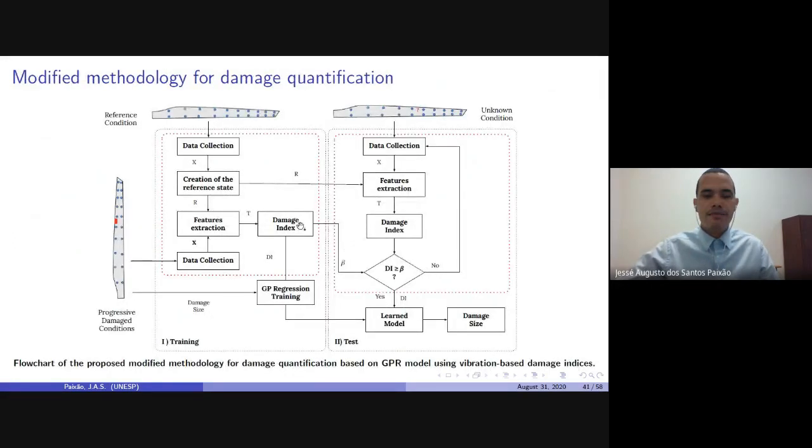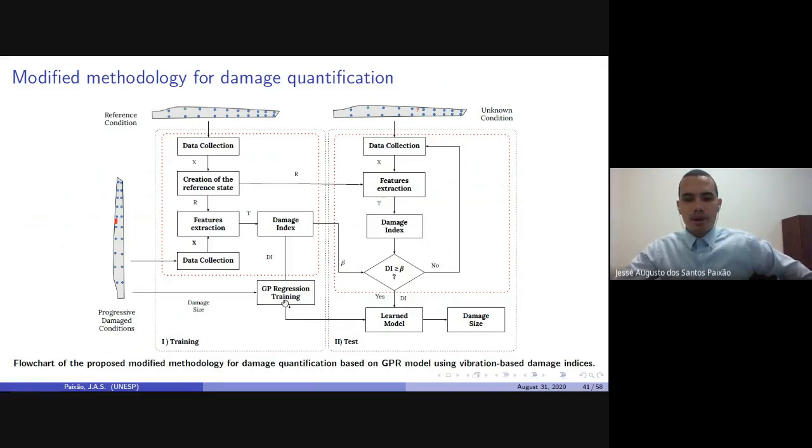Then in this flowchart, we have the modified version of the methodology, which is highlighted by the red lines. This region highlighted here is the methodology proposed by Professor David Garcia, and here is the modification proposed by us. In the training step, we have to collect the data from the wind turbine blade in the reference condition and also for progressive damage conditions. Then we implement the methodology proposed by Professor David Garcia in order to extract the damage index and to compute the global damage index. And we use this to train our Gaussian process regression model using this global damage index as input and the damage size measured as output.